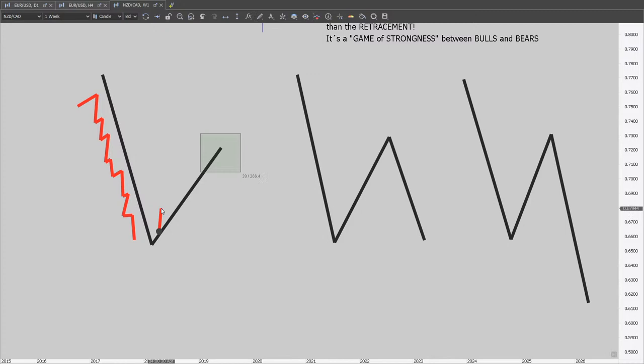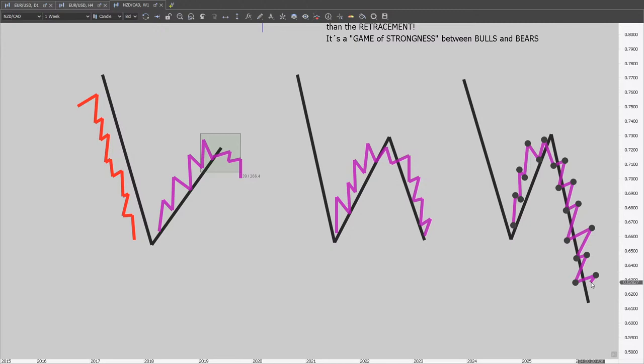What confirms the extension? It doesn't matter, it could be like this. What confirms the extension? You have three different market behaviors, everybody. Which one is confirmed? Number one, number two, or number three? Which one is confirmed?